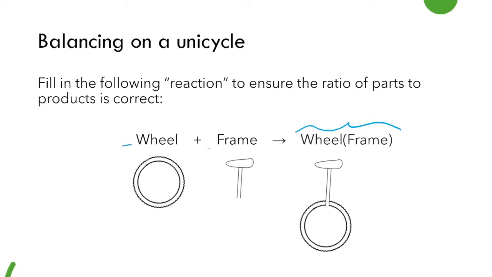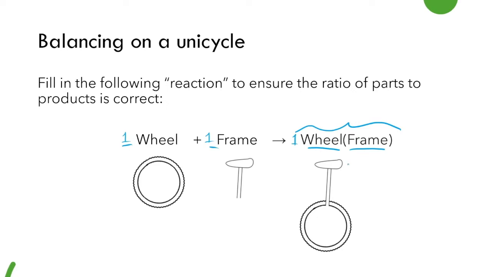Here, when we see these blanks, the blank means that there is only one of those things. We have one wheel on the left, one frame on the left, and on the right, we have one wheel and one frame bonded together.